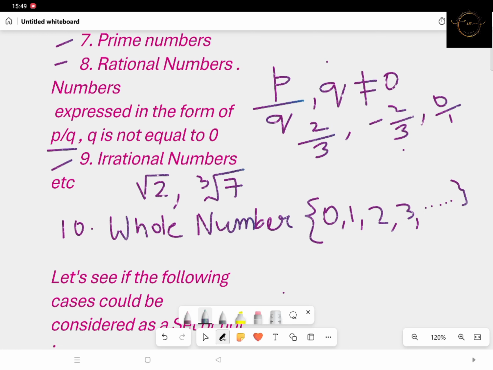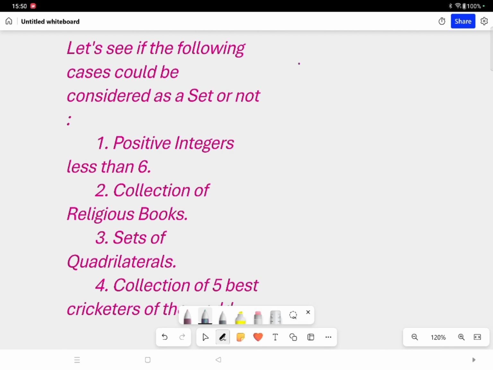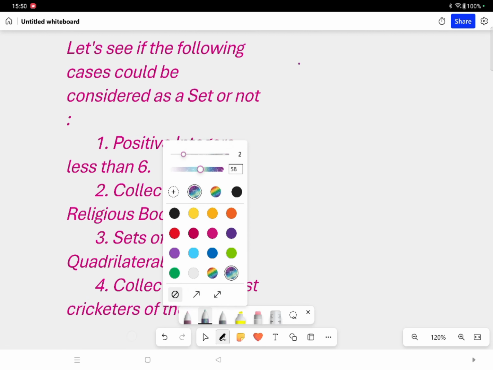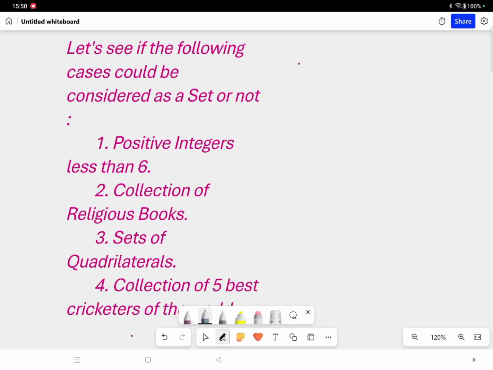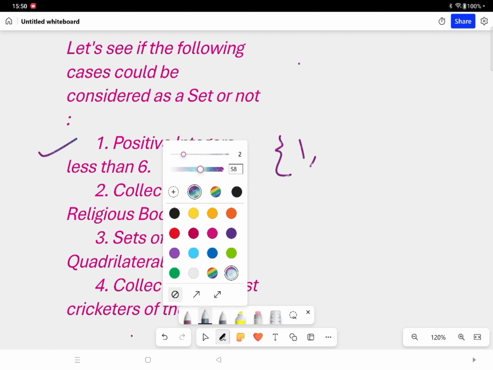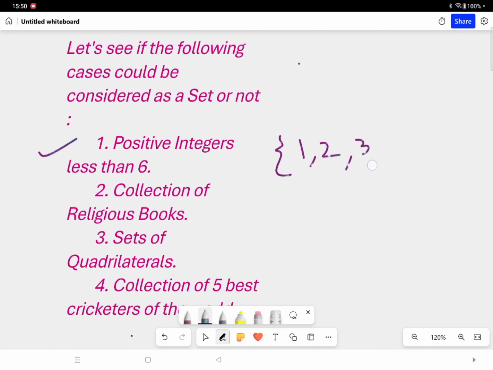These are whole numbers. Next, I'll give you a few examples and you have to tell me whether they are sets or not. This type of question can come in your exams: find out whether the following are sets or not. See the first one which I have given, positive integers less than 6. Now what will be the answer? Positive integers, we are talking about only positive numbers and which are less than 6. So it will be 1, 2, 3, 4, 5. These are the positive integers which are less than 6.